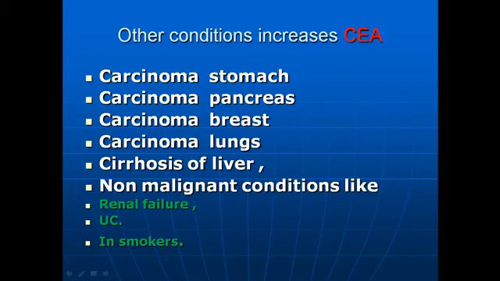Usually we ask what are the conditions where you will find increased level of the CEA. So better you mention this: the level will be increased in colorectal carcinoma, all forms of colorectal carcinoma, and carcinoma of the stomach, carcinoma of the pancreas, carcinoma of the breast, and bronchogenic carcinoma. And we will find increased level in some non-malignant conditions like cirrhosis of the liver, renal failure, ulcerative colitis, and also in smokers.